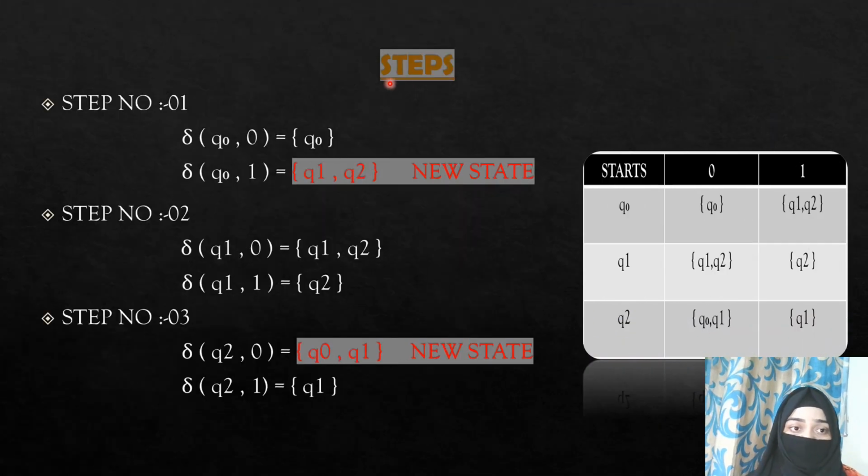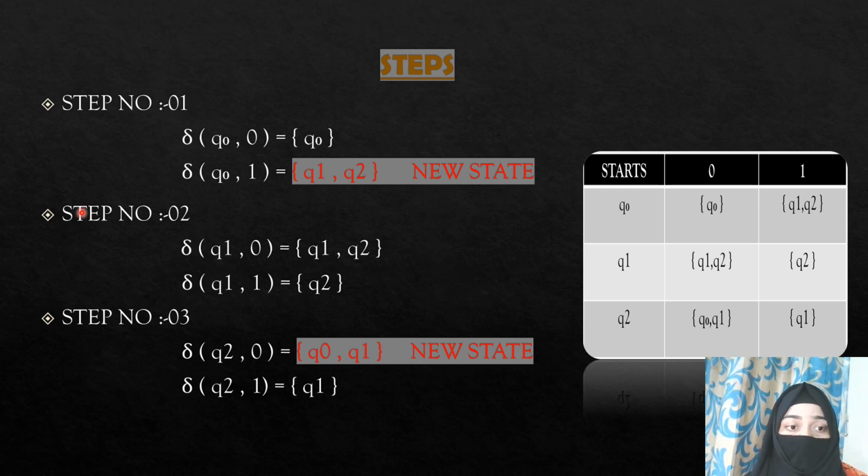Here I have written in the steps, step number 1 with delta, the transition symbol. With respect to Q0, with 0, we got Q0, as you can see in the table, what I have written on the previous slide. Then Q0 with respect to 1, we got Q1 and Q2. As we don't have Q1 and Q2 in the diagram as a state, we will consider it as a new state.